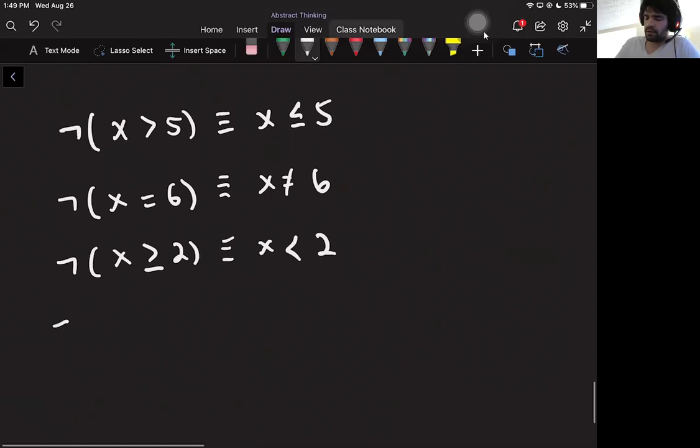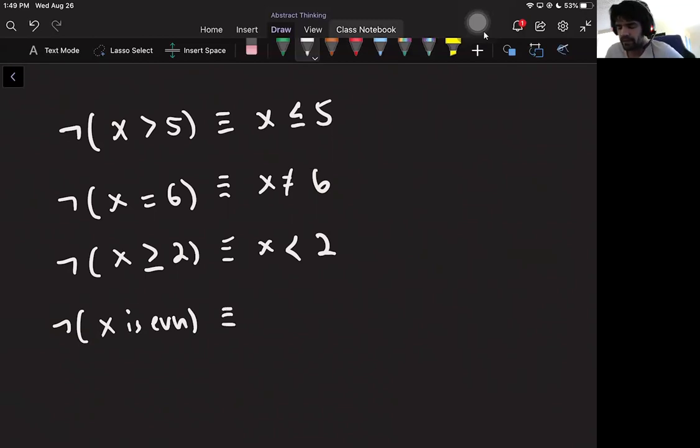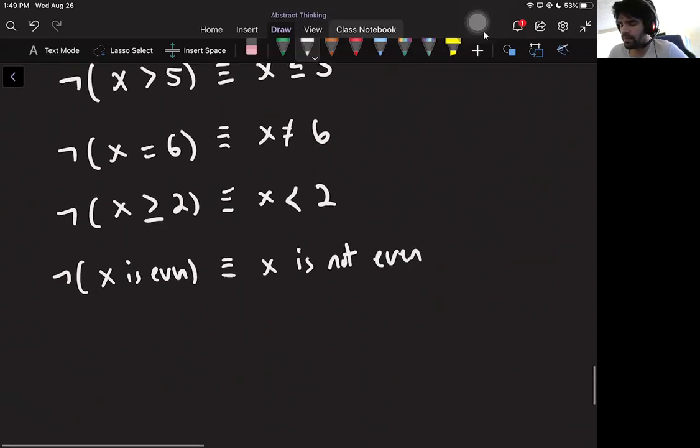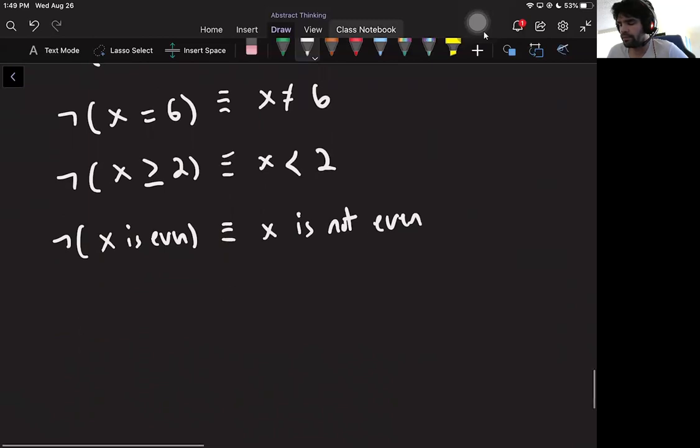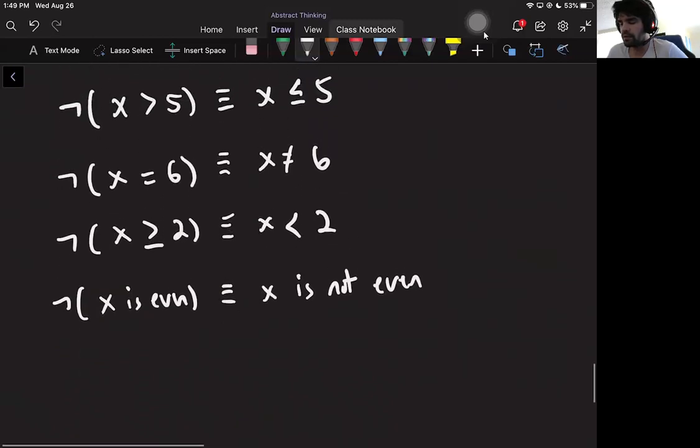And then there's other things, like you could say x is even. Well, this one's a bit tricky. You might think it's odd, but you should be more careful than that. Instead, you should just say it's not even. So you sort of have to look at the individual problems to see how to negate the predicate in each specific scenario.